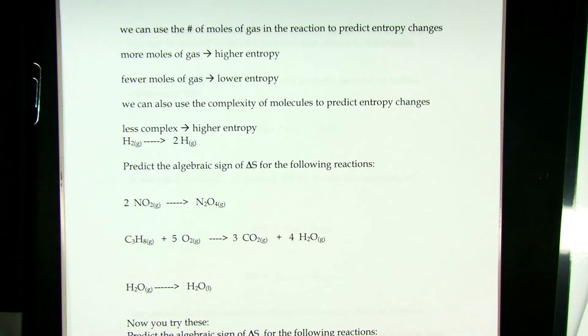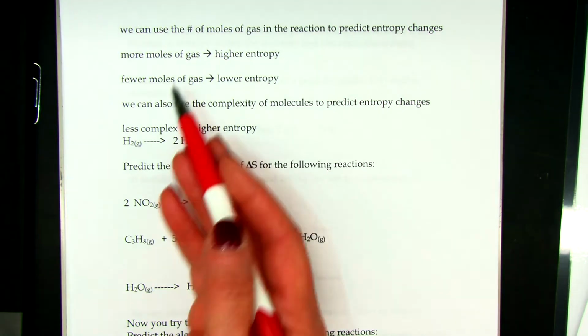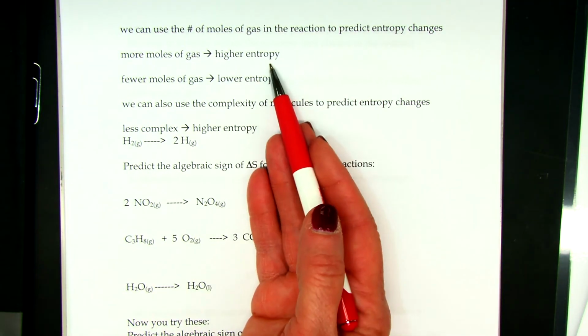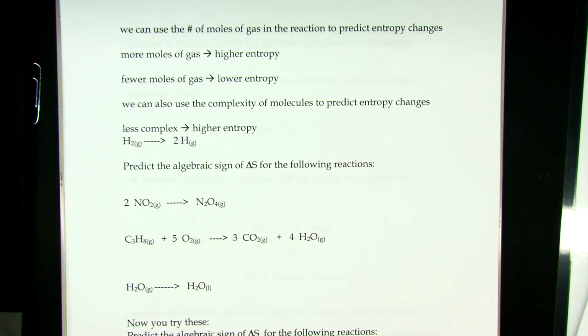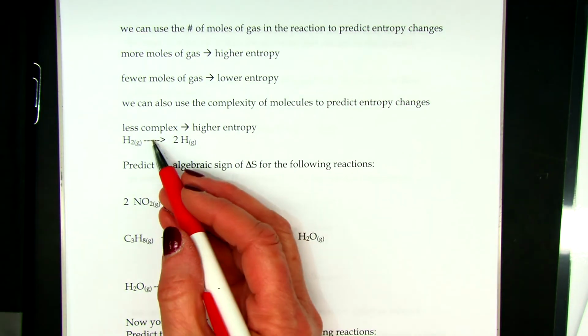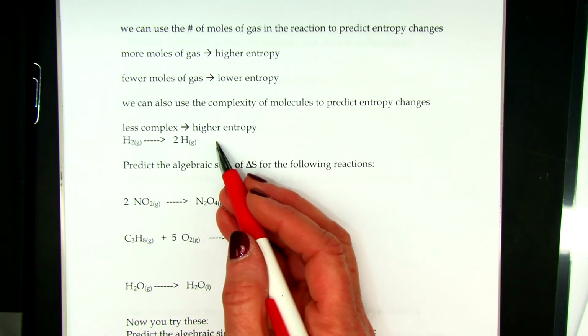So another way that we can look at this is we can use the number of moles of gas in the reaction to predict entropy changes. If we have more moles of gas, we get a higher entropy. Fewer moles of gas, lower entropy. We can also use the complexity of the molecules to predict entropy changes. If it's less complex, it has a higher entropy.